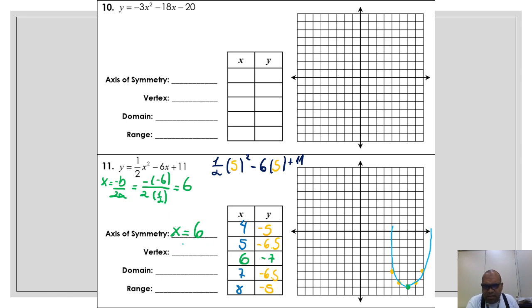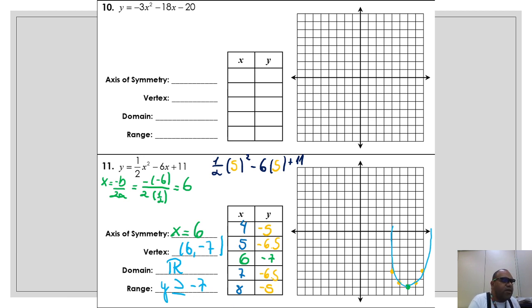The vertex is 6 and negative 7. It is the turning point. Domain, real numbers. My range, guys, can I have a number less than negative 7? No, just greater. Then y is greater than or equal to negative 7. This is my range. Great, guys. It's very easy to understand this stuff.